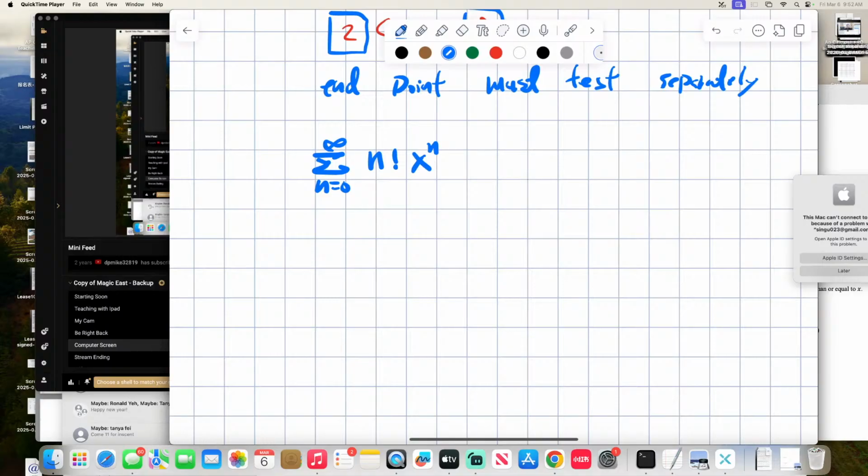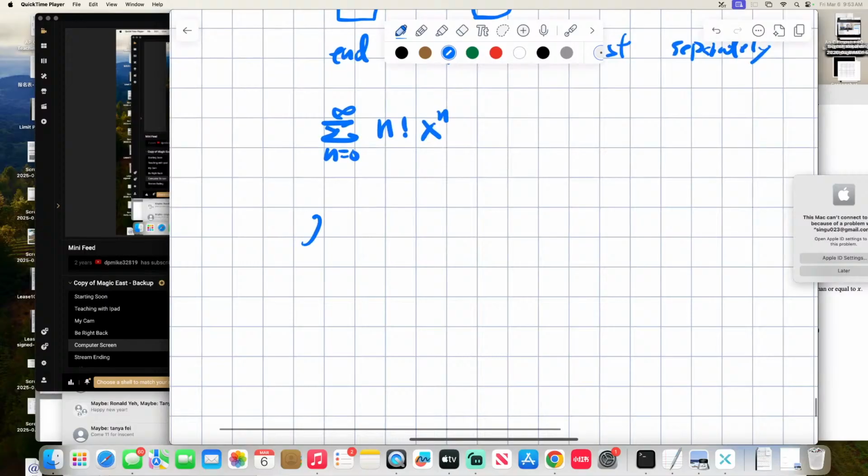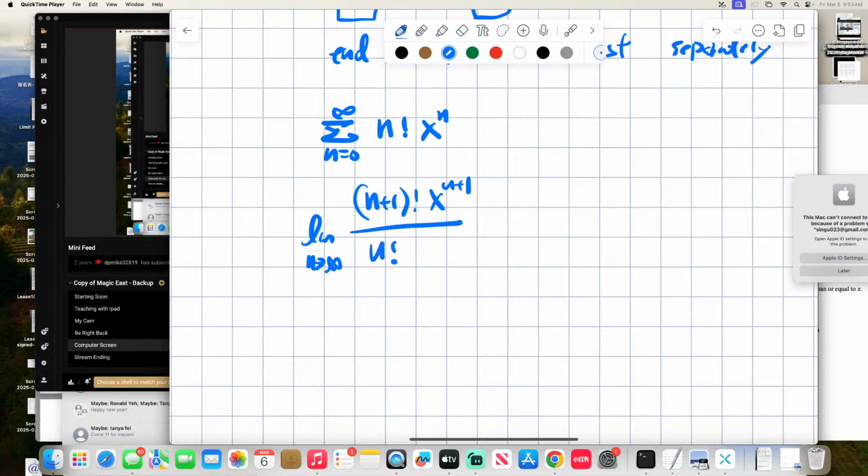Ratio test. I don't want you to do the beginning part of the ratio test. So what we're going to do is take the limit as n approaches infinity of n plus 1 factorial times x to the n plus 1, over n factorial times x to the n, and this is the absolute value of that.